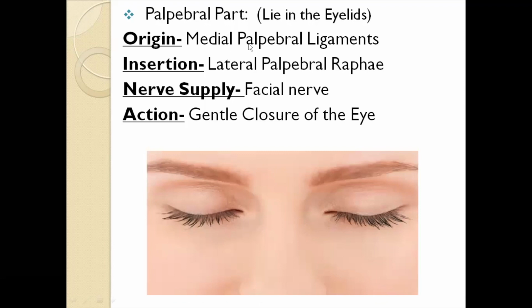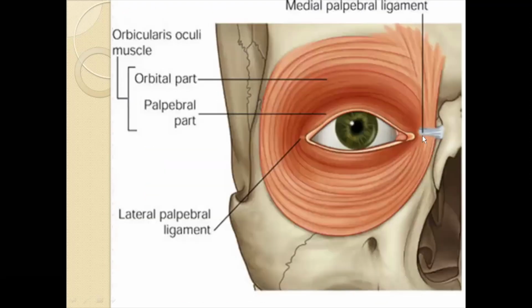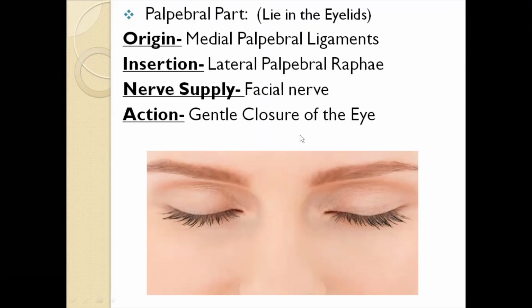The origin is the medial palpebral ligament and the insertion is into the lateral palpebral raphe. The nerve supply is again the facial nerve. The action is gentle closure of the eye, as we can appreciate from the image below.